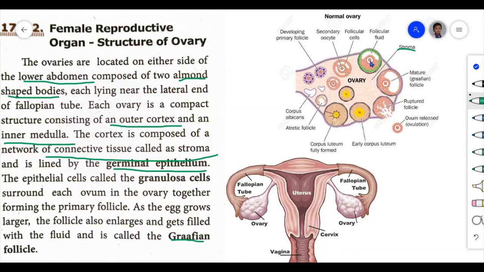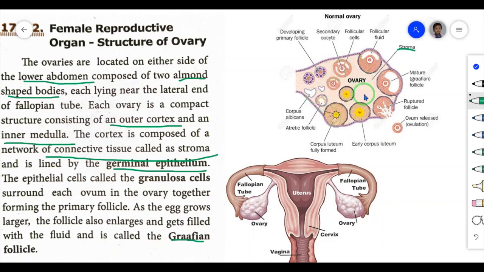Now see the differentiation. Small, a little bit larger, then this is the largest one. So this is a mature Graafian follicle. After maturing, the Graafian follicle ruptures. When the Graafian follicle ruptures, the ovum is released. At what time is the ovum released? When the Graafian follicle ruptures, the ovum is released. Understand, children? So this is the structure of the ovary.